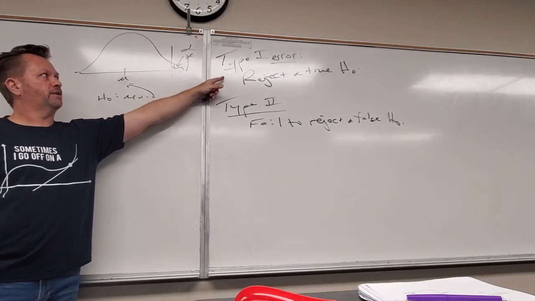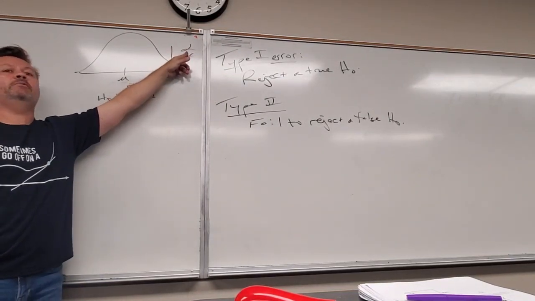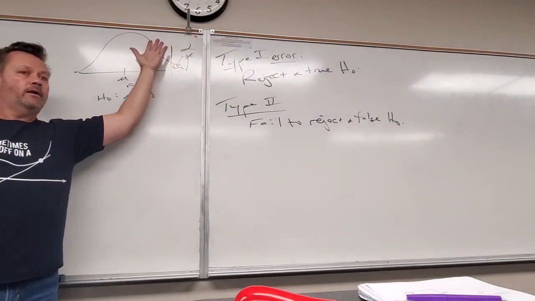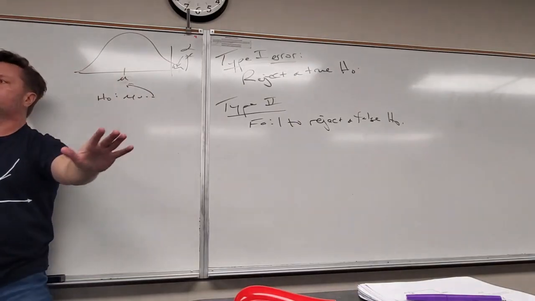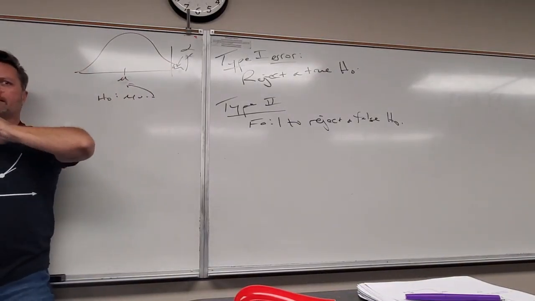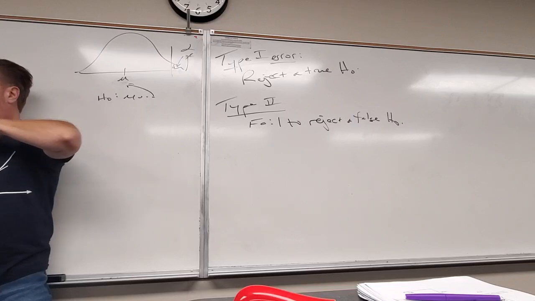If it's really bad to make this kind of error, and that is the probability of making that kind of error, I could just make alpha smaller. Does that make sense? Okay. So do we want to make alpha smaller?